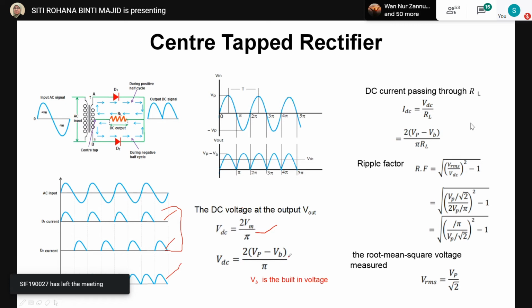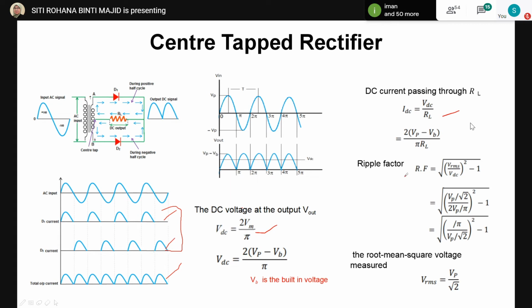and VDC we can get from Vp minus Vb, and Vb refers to the built-in voltage. I think you should know what the built-in voltage is, times 2 divided by pi. And also we can calculate the IDC, which is through the load. IDC equals VDC over the load, and then we can substitute the VDC formula into this part, and finally we will have 2(Vp minus Vb) over pi RL.